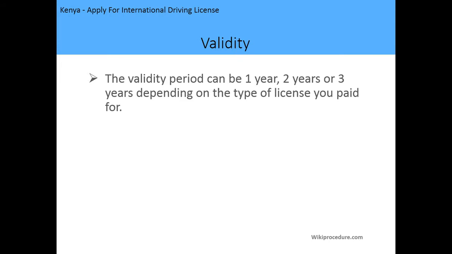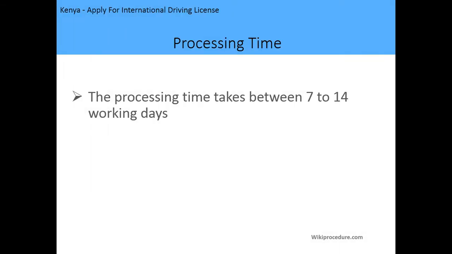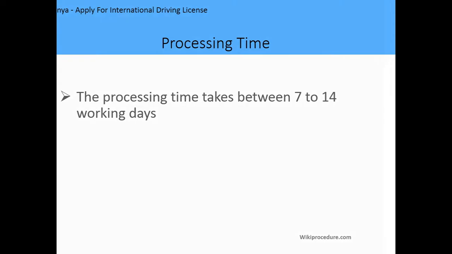The validity period depends on the type of license you've paid for. It can be 1, 2, or 3 years. The processing time takes between 7 to 14 working days. So you should do this earlier. You can make the application earlier if you plan to travel. So don't make your application at the last minute.